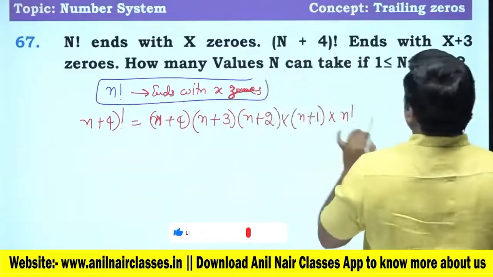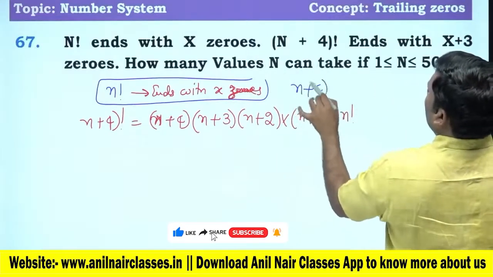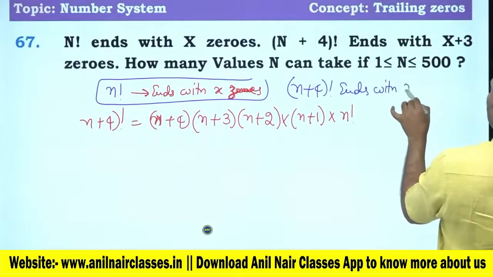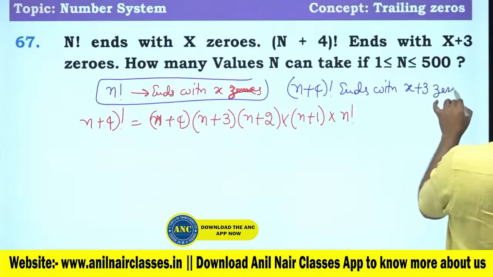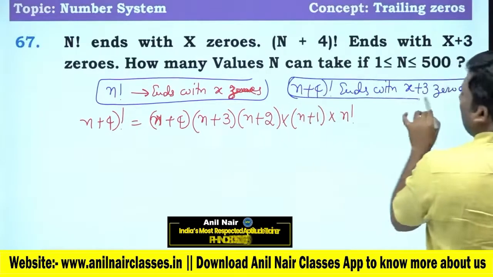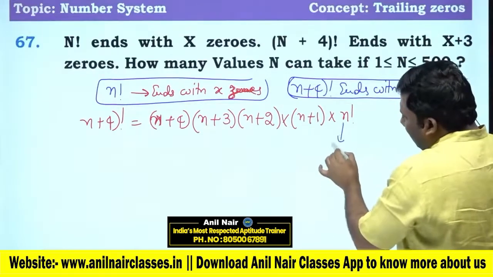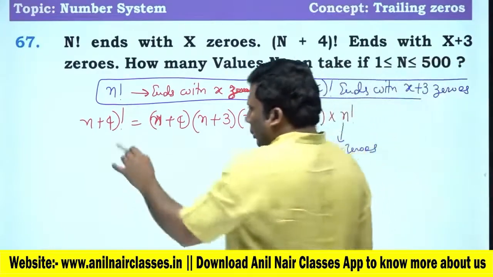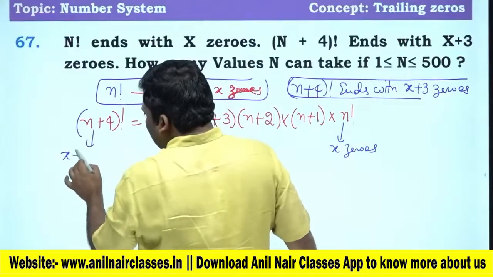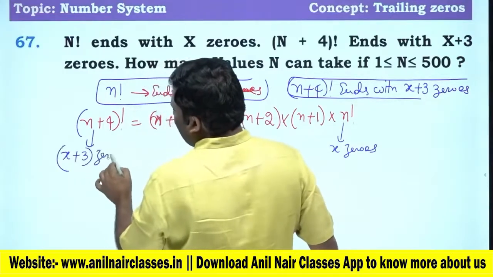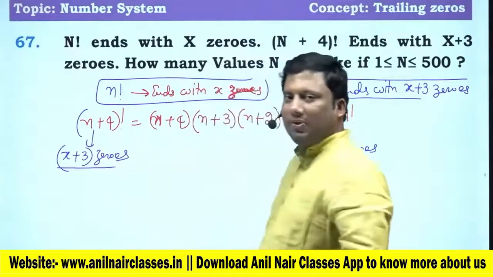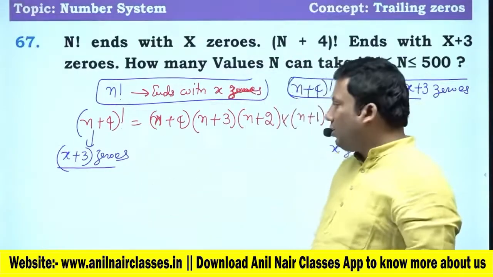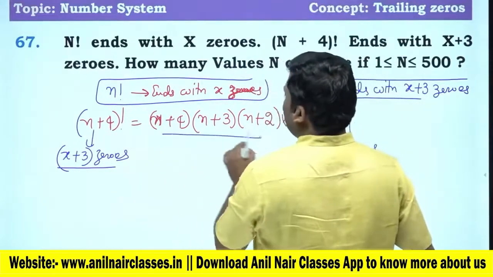Okay. Next question. N plus 4 factorial ends with x plus 3 zeros. That means n factorial is ending with x zeros, and n plus 4 factorial is ending with x plus 3 zeros. Same question, we did it 15 minutes before. What is the conclusion? That means extra 3 zeros.